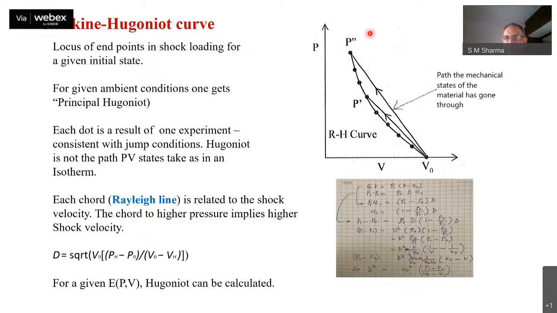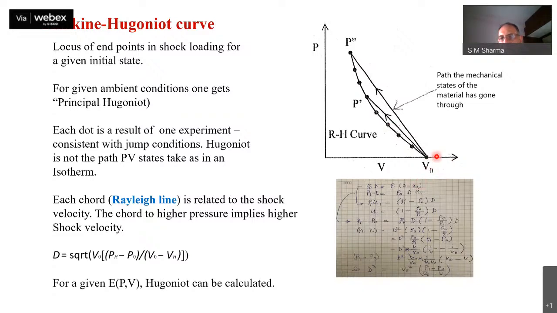So one can generate a locus of points by doing numerous experiments on the PV plane. Each of those is an experiment. This curve so generated is called the Rankine-Hugoniot curve, or commonly the Hugoniot curve. And if the initial state is that of ambient conditions, then this curve is called the principal Hugoniot. Otherwise, it's a general Hugoniot.